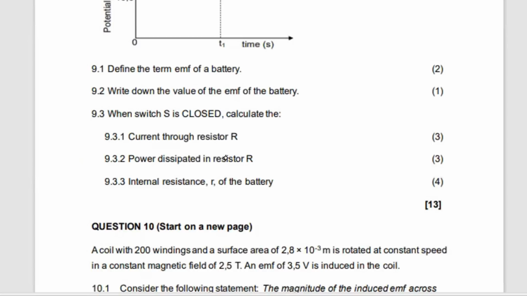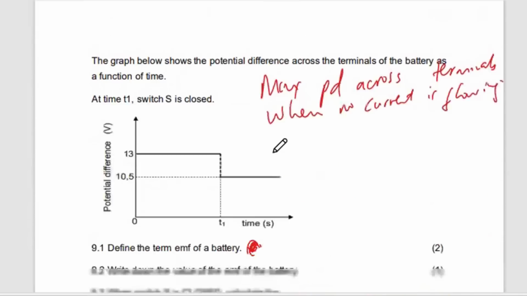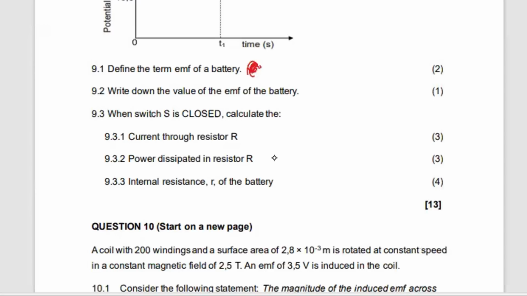So we know that EMF is the maximum potential difference across the terminals of a battery when no current is flowing. In other words, when the switch is open, the reading of the voltmeter that we get is what we call the EMF. So write down the value of the EMF, where the graph starts from, which is 13 V.